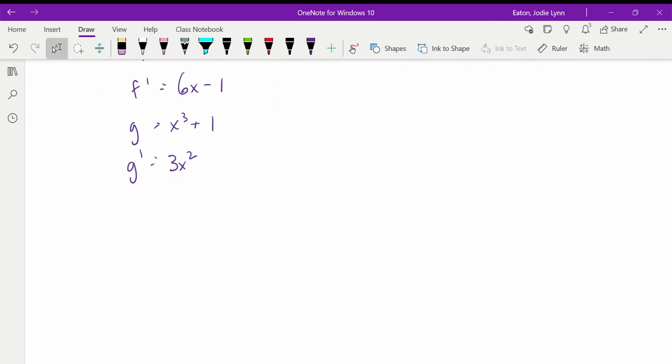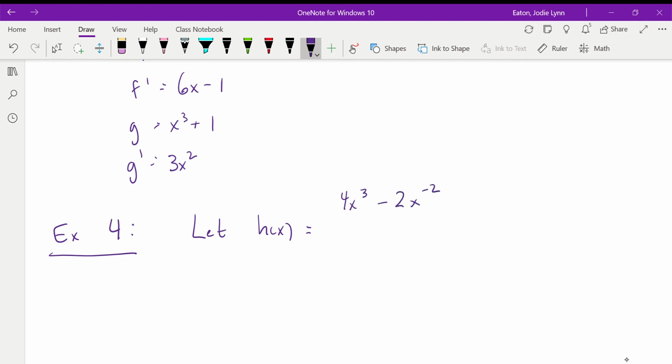So let's look at another one. Let h of x equal 4x cubed minus 2x to the minus 2 plus radical x, all over x. So we have a function here. Now, my favorite thing to say about the quotient rule is your best bet with the quotient rule is, if it's at all possible, try to avoid using the quotient rule.